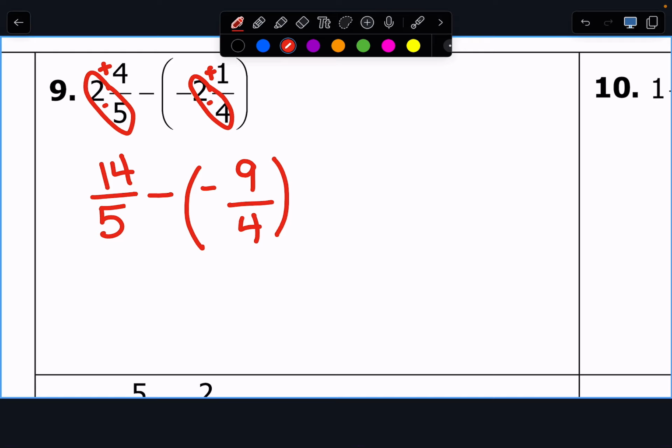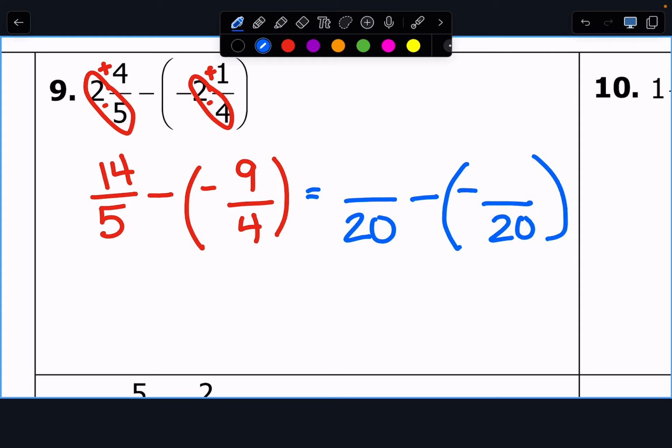Okay, the biggest mistakes I see are when people aren't keeping track of the negatives and positives. So please be careful with those. Our denominators are not the same. What would be a good denominator to make common? 20. How'd you get 20? 5 times 4 is 20. If you're not sure what to do, multiply the two denominators together. So we're going to create 2 fractions that have a denominator of 20.